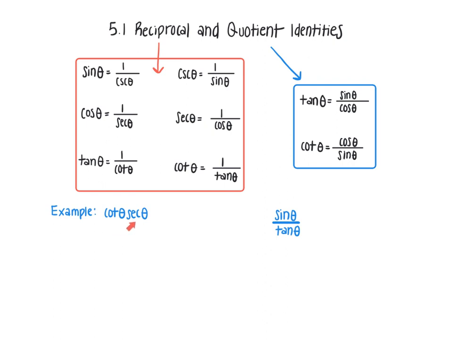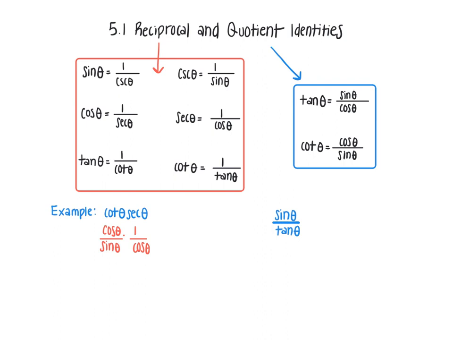So if we look at this problem right here, it says cotangent times secant. Well, I don't see any cosines or sines. What I need to do is rewrite this as cosines and sines. So I went ahead and rewrote this. I know that cotangent, according to my quotient identity, is equal to cosine over sine. So I rewrote that right here. And I know that secant, according to my reciprocal identities, is equal to 1 over cosine. So now I went from having no cosines and sines to only having cosines and sines.